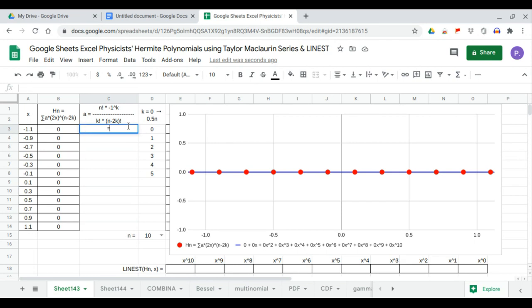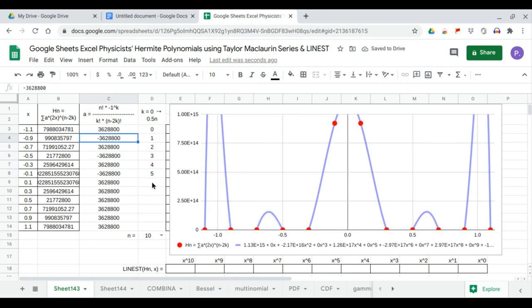Next, we calculate the coefficients starting with the numerator. So formula, factorial n times negative 1 to the power k. So minus 1 to the power k. That's for the numerator. So if this is empty, this should be 0. So this should be 0 because this is empty.